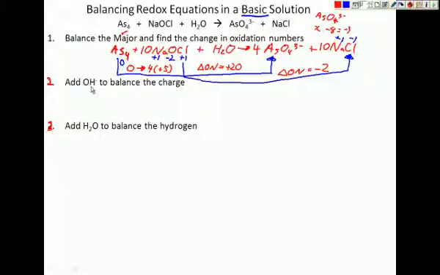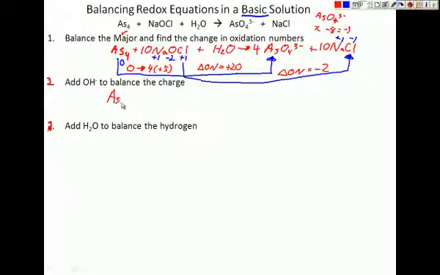We're not adding OH minus to balance the oxygens or the hydrogens. We're adding OH minus to balance the charge. So let's rewrite the reaction here so we can see it more clearly without all this stuff around it.